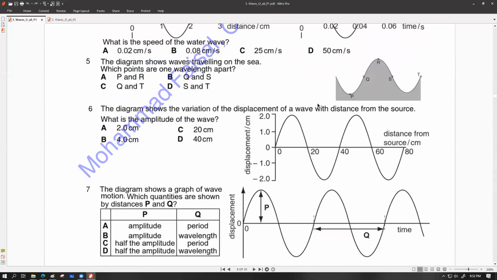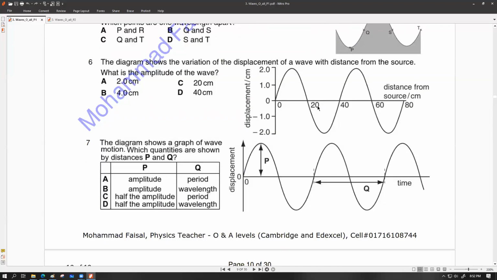Sir, 7. আচ্ছা, 7 এর বেসিক আইডিয়া যেটা খেয়াল করতে হবে, y axis এর নাম হচ্ছে ডিসপ্লেসমেন্ট, x axis এর নাম হচ্ছে টাইম। If your x axis is time, then one full cycle represents time period, not wavelength. If your x axis name is distance, then one full wavelength represents wavelength. So you have to be careful to observe what is the name of your horizontal axis.